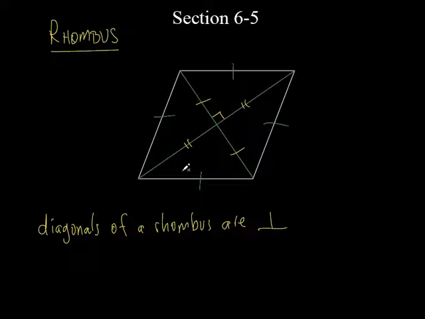Okay. Now they're not equal to each other. They're only equal to each other when you have a rectangle. But on a rhombus, they form a right angle. They're perpendicular. So that means it's a right angle. So what kind of triangle do we have right here? This one right here. That's a right triangle. This is a right triangle right here, isn't it?